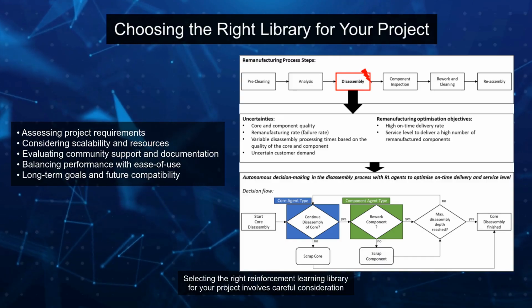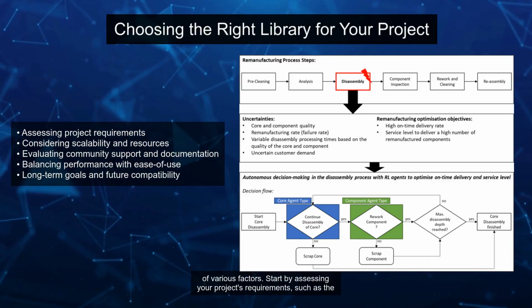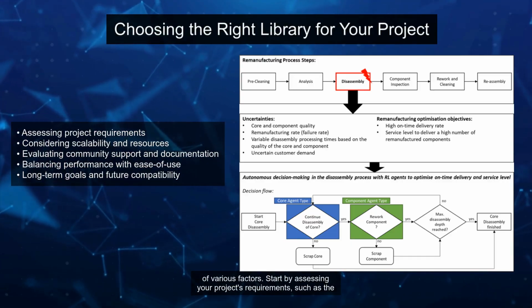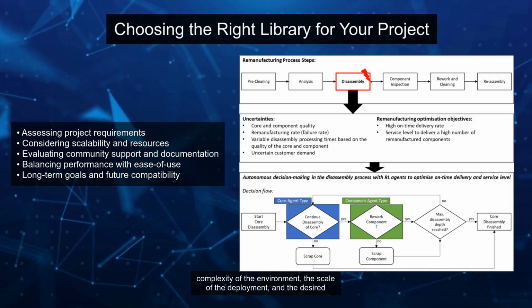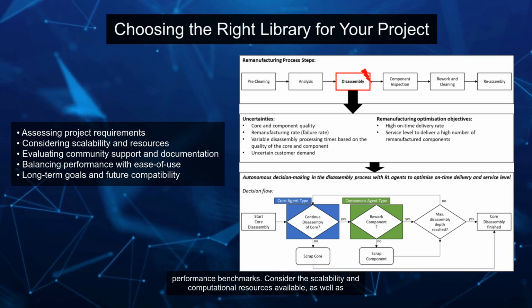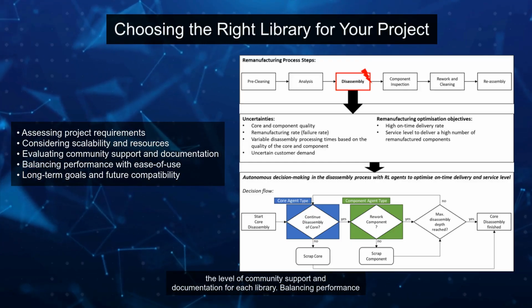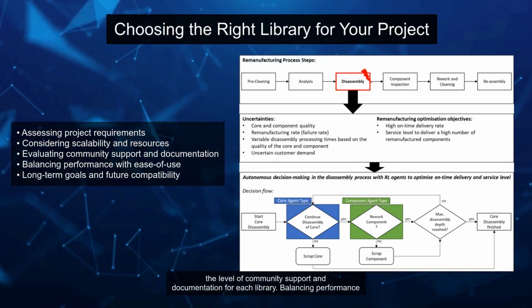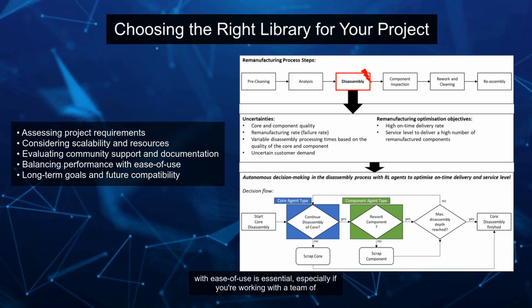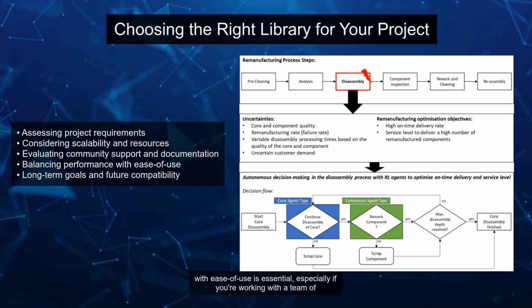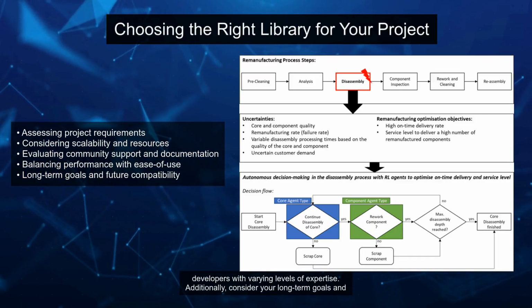Selecting the right reinforcement learning library for your project involves careful consideration of various factors. Start by assessing your project's requirements, such as the complexity of the environment, the scale of the deployment, and the desired performance benchmarks. Consider the scalability and computational resources available, as well as the level of community support and documentation for each library. Balancing performance with ease of use is essential, especially if you're working with a team of developers with varying levels of expertise.